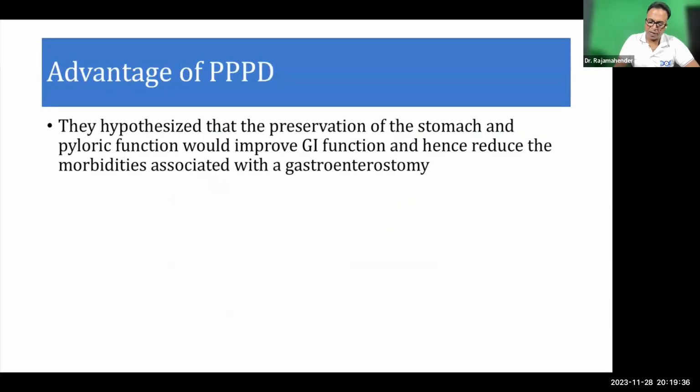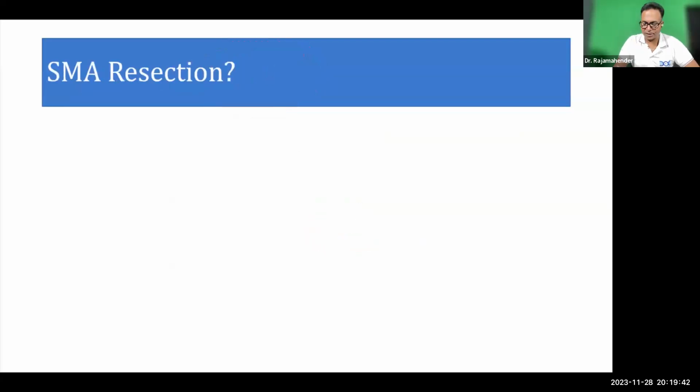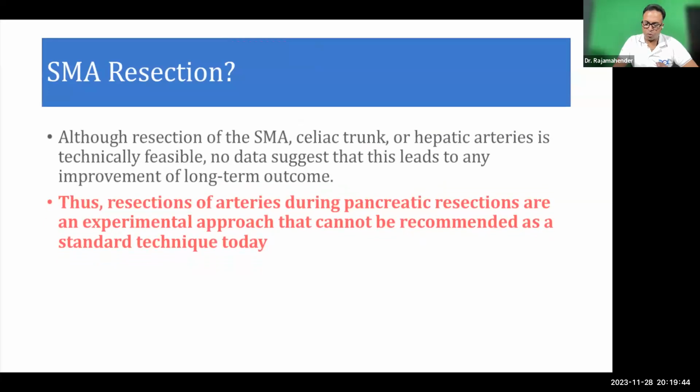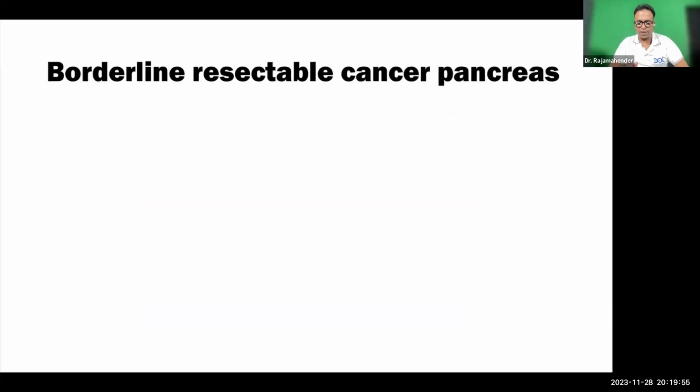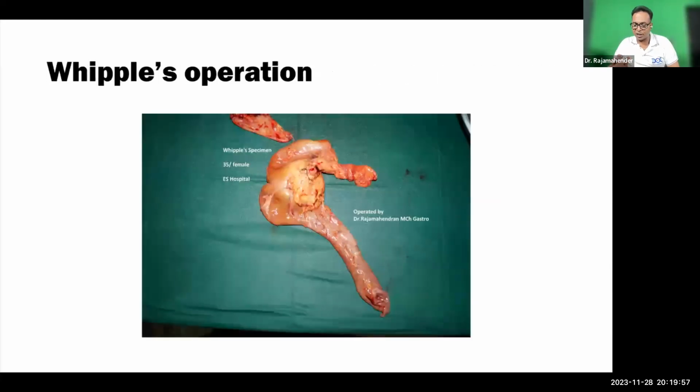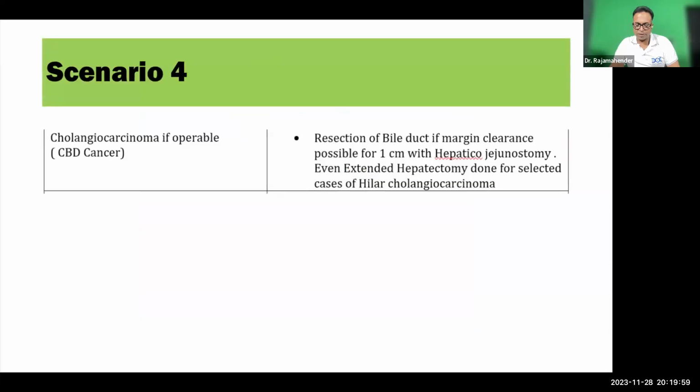So I told you what is the advantage of pylorus preserving. They are saying delayed gastric emptying is decreased. That's all. That is what they are saying. SMA resection is now done up to less than 180 degrees. I told you it is known as borderline resectable cancers. In such cases, we can go for an SMA resection. So don't forget the meaning of borderline resectable cancer. I told you. So these are some of the Whipple specimens.